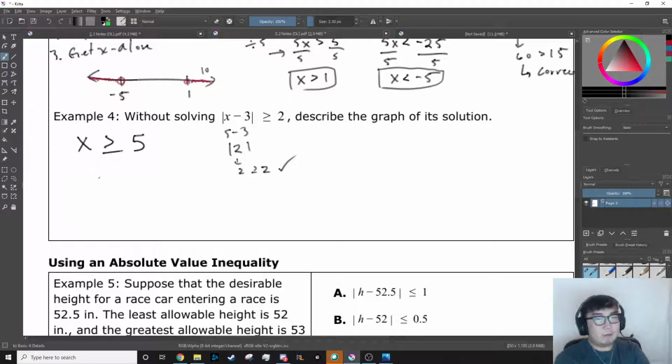But what if it had a negative number? Like negative 1. Negative 1 minus 3 is negative 4. So negative 4, and you take the absolute value of that, that's 4. So 4 is greater than or equal to 2. So that statement is true.